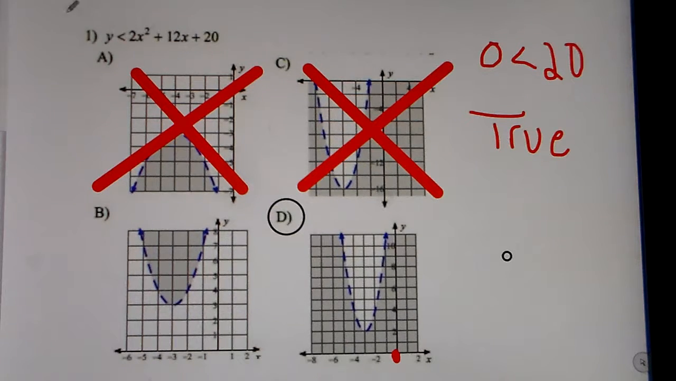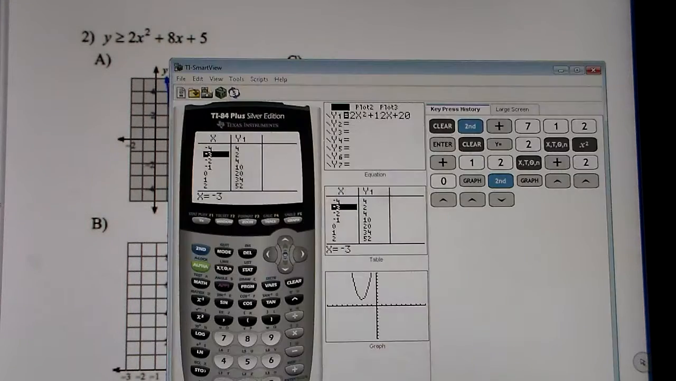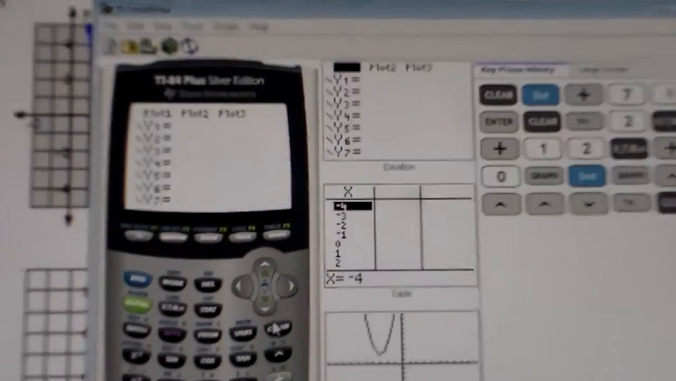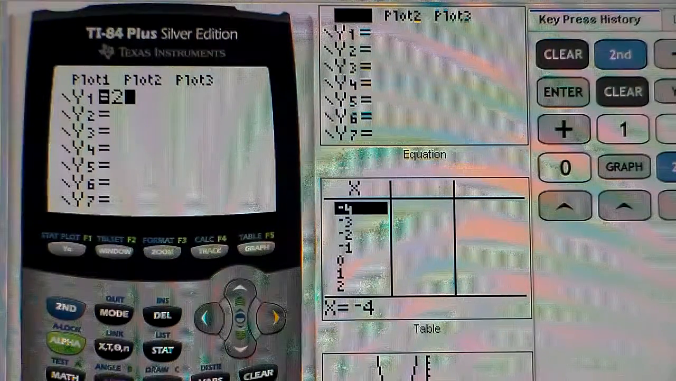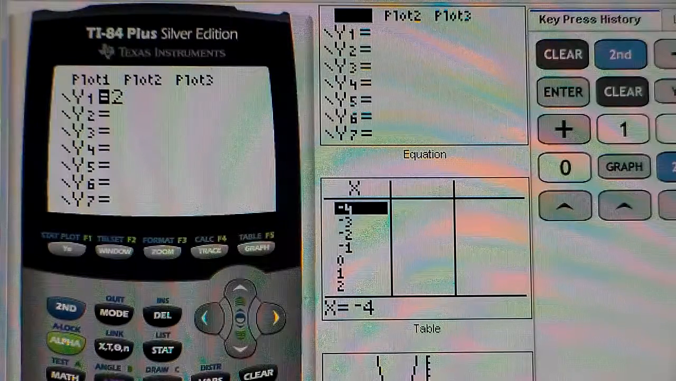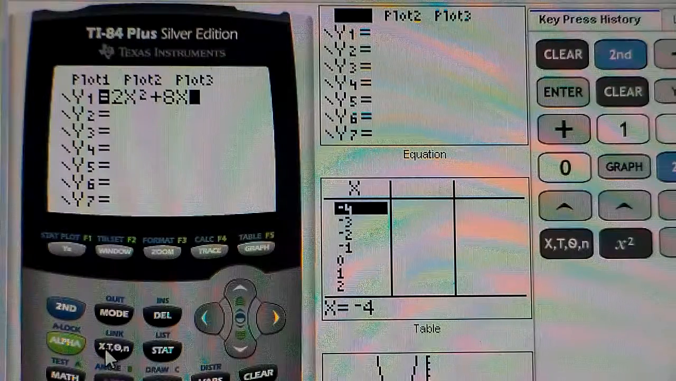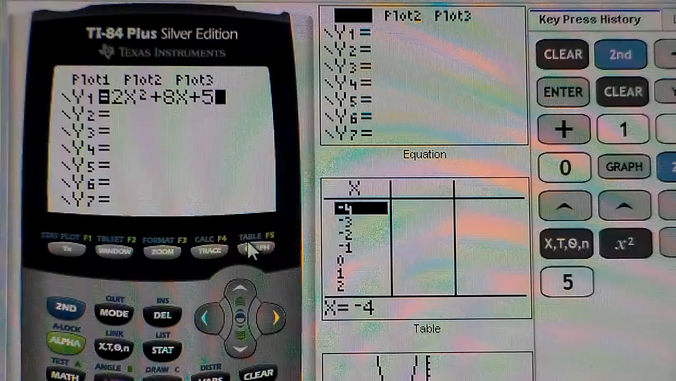Let's try another one of these problems together. We'll do problem number 2. So problem number 2 says y is greater than or equal to 2x squared plus 8x plus 5. We're going to type that right into the calculator. We're going to hit y equals and clear. We're going to clear the previous problem. And we're going to type in the equation, 2x squared plus 8x plus 5. When we type that in, we hit the graph button.